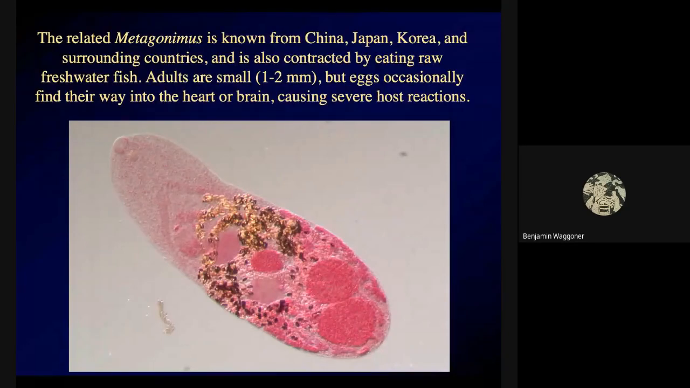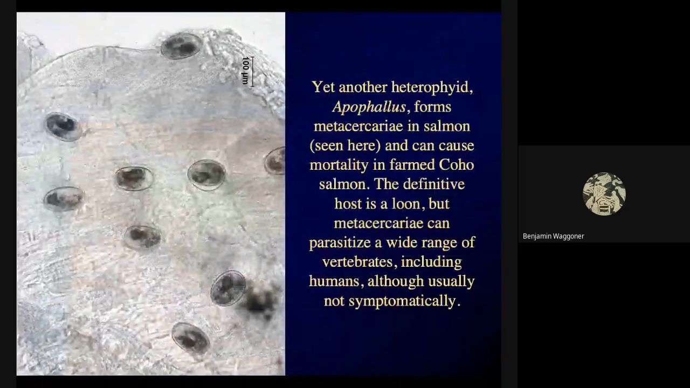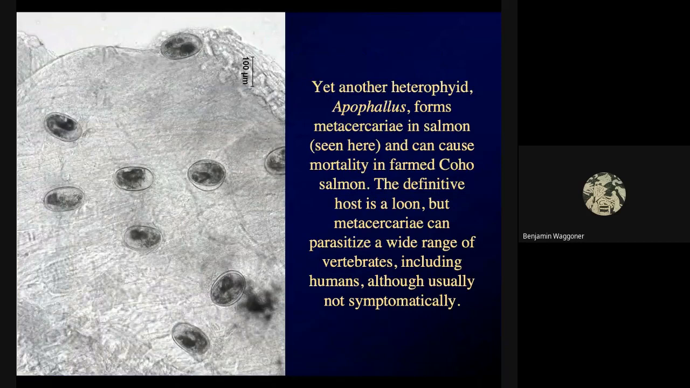The last one I'll mention, Apophallus, the metacercariae here are in salmon. That's some salmon muscle right there. They can kill farmed salmon. That's another problem that salmon can cause. The definitive host is a loon, but metacercariae can parasitize a pretty wide range of vertebrates, including humans, although usually they don't cause symptoms.